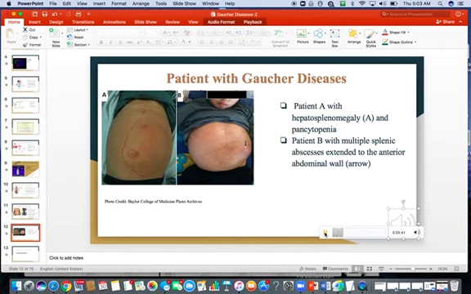And there was another patient that had Gaucher disease, and it had a symptom known as multiple splenic lesions with abdominal wall involvement.